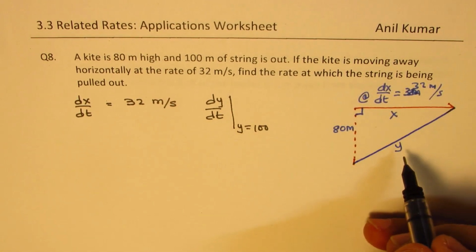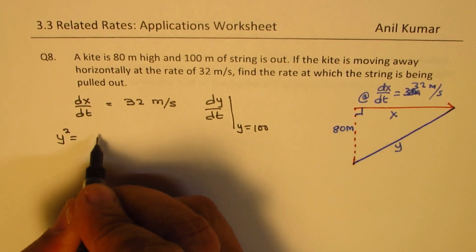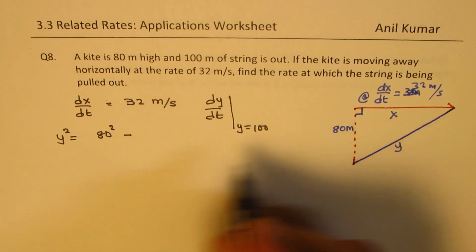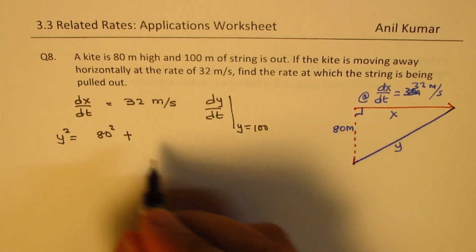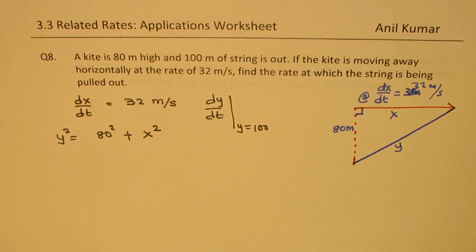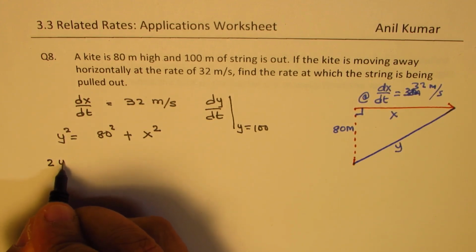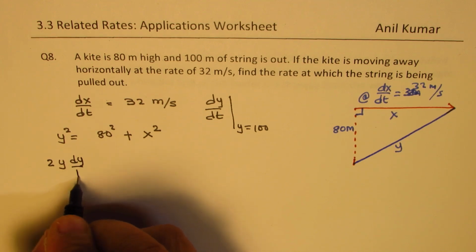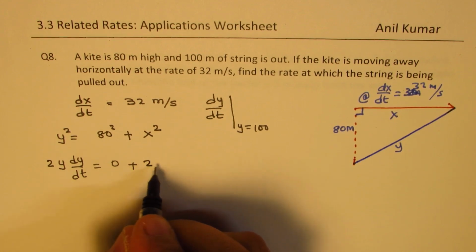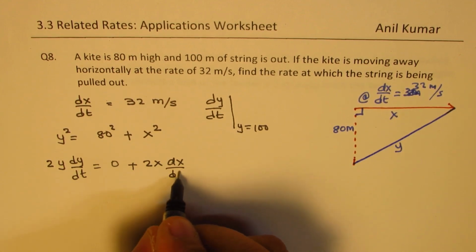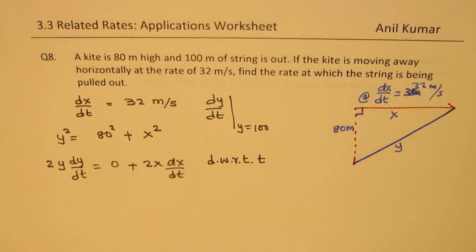Now, to find this, we can relate, and we know what y square is equal to. y square is the hypotenuse, so y square is 80 square plus x square, right? So now differentiating with respect to time, we get 2y dy/dt equals, rate of change is 0 for this, right, plus 2x dx/dt. So at this stage, we differentiate with respect to time and we get this result.